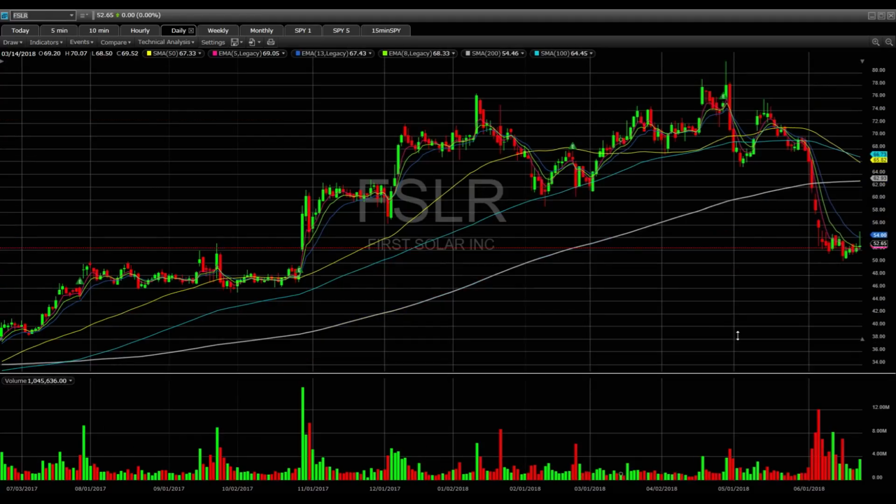First Solar was getting hammered. Look, First Solar's finding a base. What do you think First Solar is going to do over the next few months? Probably go right back up to this 68 level.